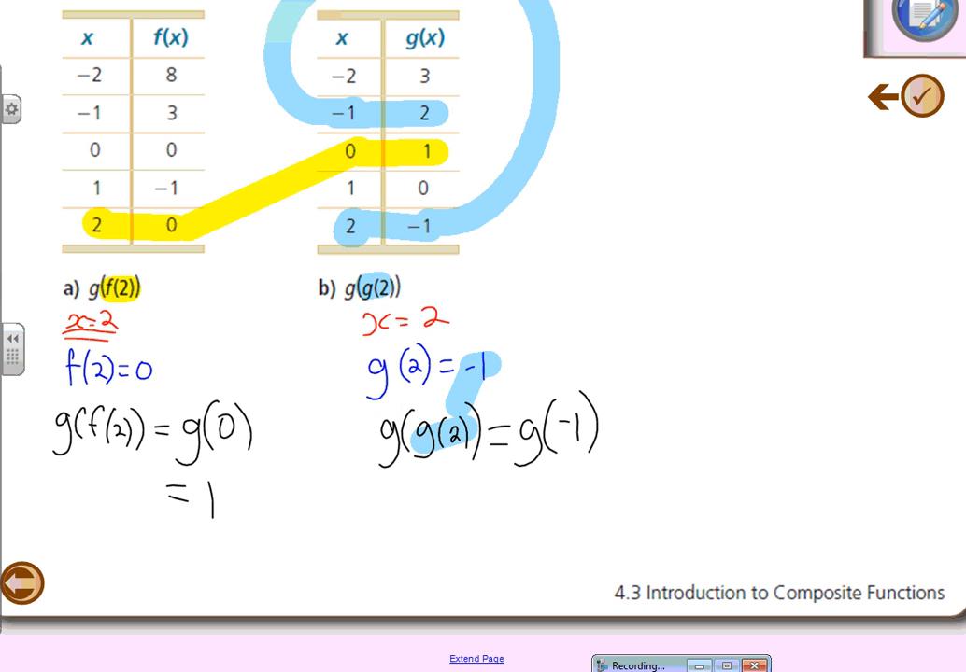Don't think, though, that just because I started with a 2 and I ended with a 2 when I put it into itself, that's always going to be true. That's a coincidence on this graph. It's not always going to happen.